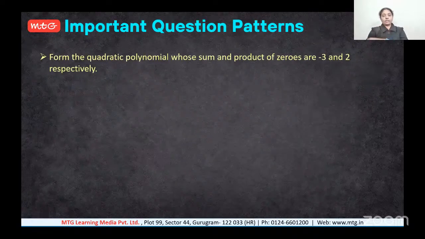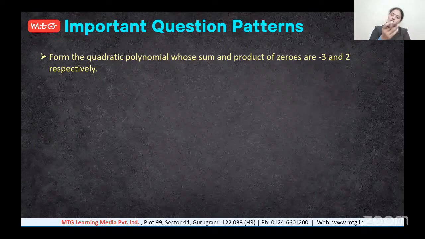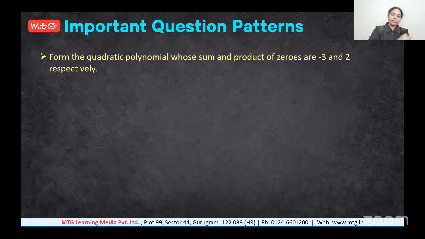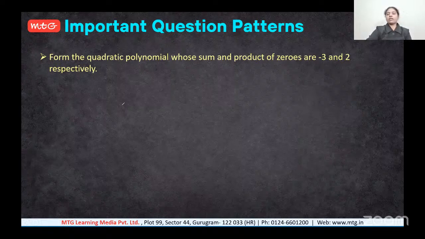Now let's see one more thing. Form the quadratic polynomial whose sum and product of zeros are given. Sum of zeros is given, product of zeros is also given, and you have to form the polynomial. Now, the sum of zeros of the polynomial is minus 3 and the product of zeros is 2. So automatically, the sum value is given as minus 3 and the product value is given as 2.